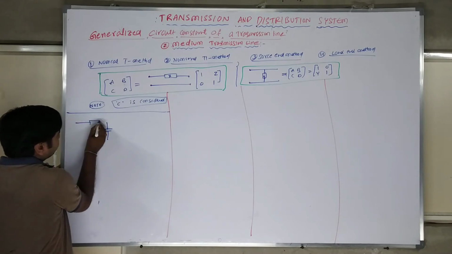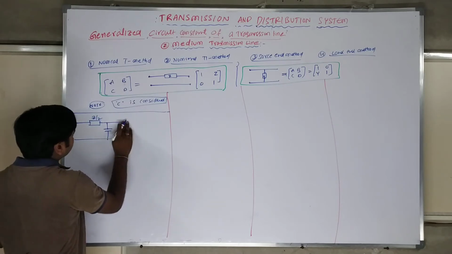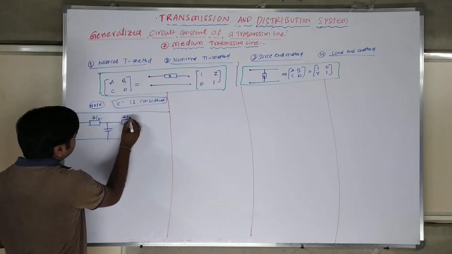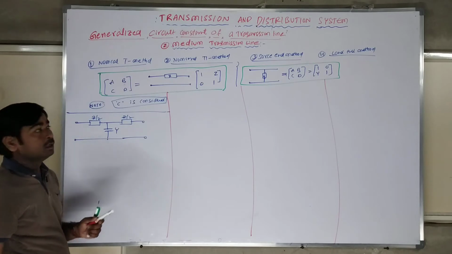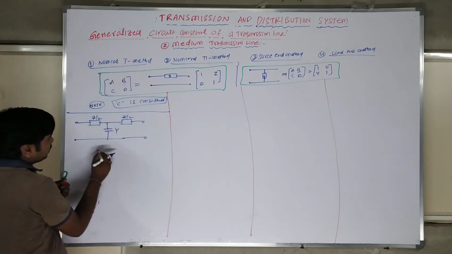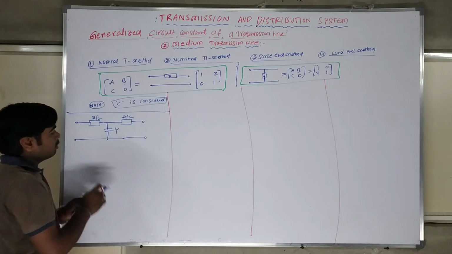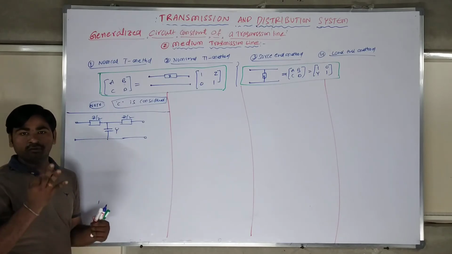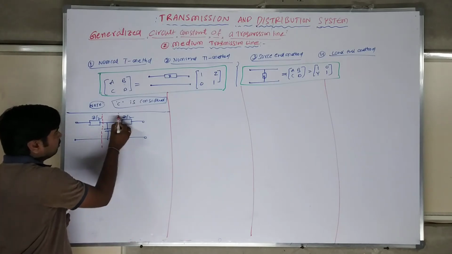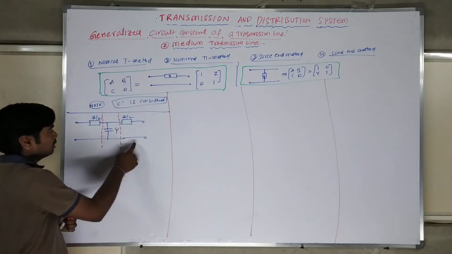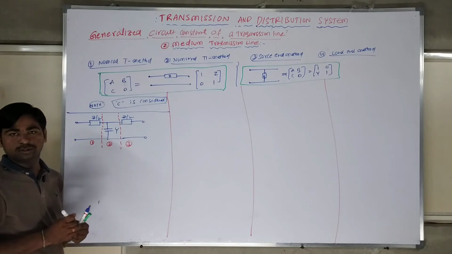The total impedance is divided as Z by 2 on one side and Z by 2 on the other side. In the middle, the admittance is only Y. This looks like a T model, so it is a nominal T network. So the total system we are dividing into three parts: part 1, part 2 and part 3.